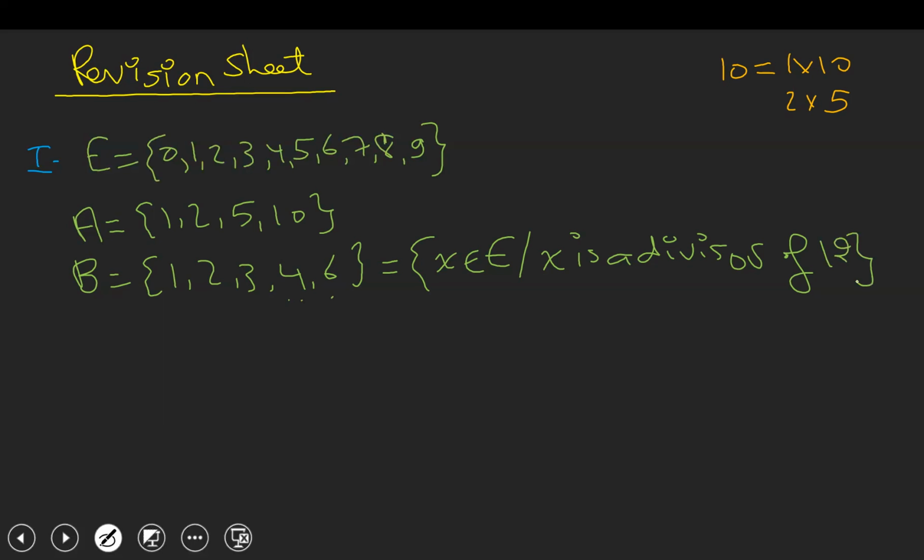Let's think together what it means to be a divisor of 12: 1 times 12, or 2 times 6, or 3 times 4. Look, what are the divisors of 12? 1 is right, 2 is right, 3, 4, 6. So where is 12? We can't take 12 because we said X belongs to E. So we wrote B here as X belongs to E such that X is a divisor of 12.